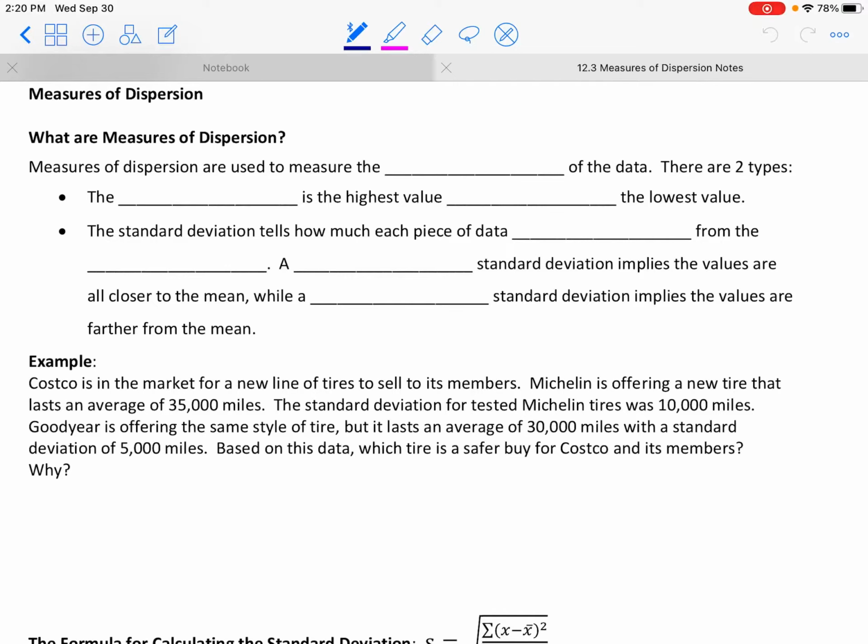Hello and welcome to our lesson on measures of dispersion. So measures of dispersion are basically two different ways that we can measure the spread of a set of data. Measures of dispersion measure the spread of the data.